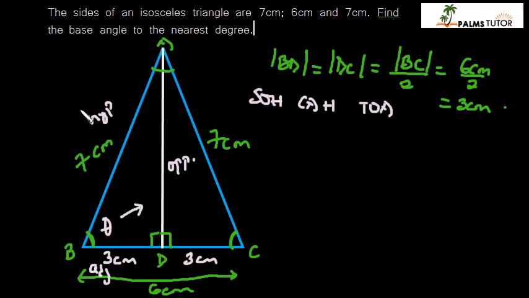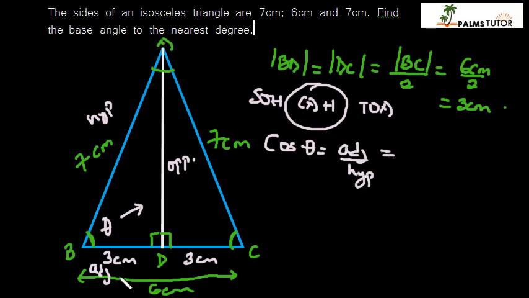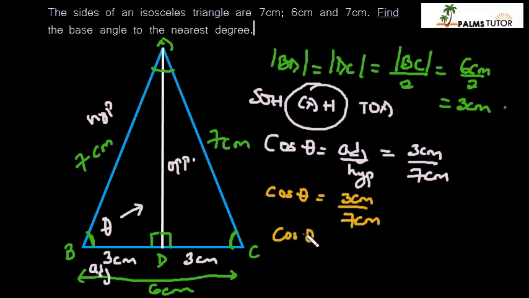We know the adjacent and we also know the hypotenuse, which means that we will be using cosine to find the angle. So cos theta equals adjacent over hypotenuse. Adjacent in this case is 3 centimeters and the hypotenuse is 7 centimeters. So cos theta equals 3 centimeters over 7 centimeters. Our cos theta will be equal to 3 divided by 7, which gives us 0.4286.